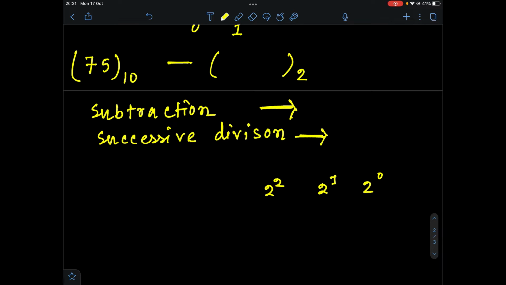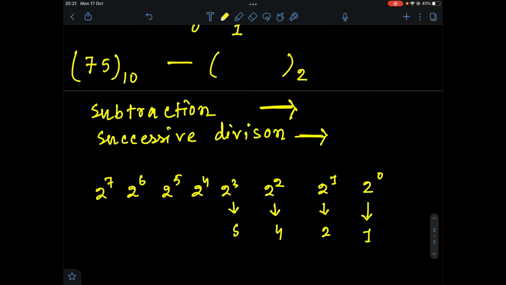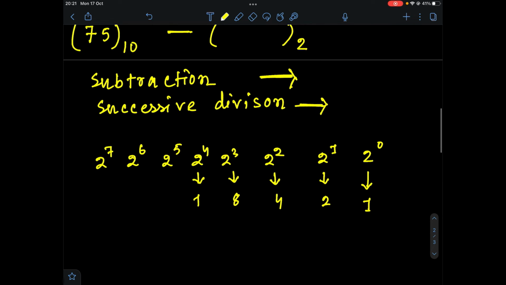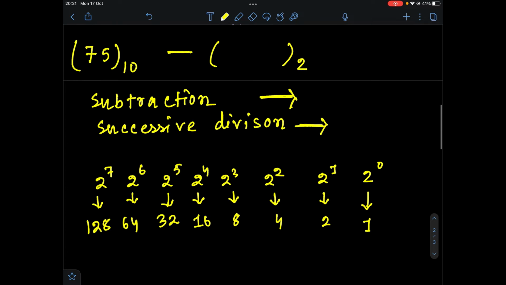So let's take 2 to the power 0, 2 to the power 1, 2 to the power 2, 2 to the power 3, 2 to the power 4, 2 to the power 5, 2 to the power 6, 2 to the power 7. Anything to the power 0 is equivalent to 1. This is 2, this is 4, this is 8, this is 16, this is 32, this is 64, and this is 128. Now look at your number. You have to convert this 75. Now look at these powers. You have 64 and 128.